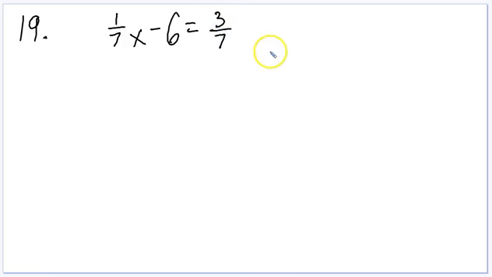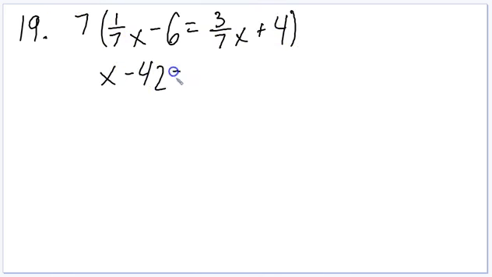I got 19. Nope, that's an 18. I've got 19. So I've got 1 over 7x minus 6 equals 3 over 7x plus 4. Multiply the whole thing by 7 to get rid of the fractions. Cross simplify to make 1, so I just get x minus 42 equals 3x plus 28.